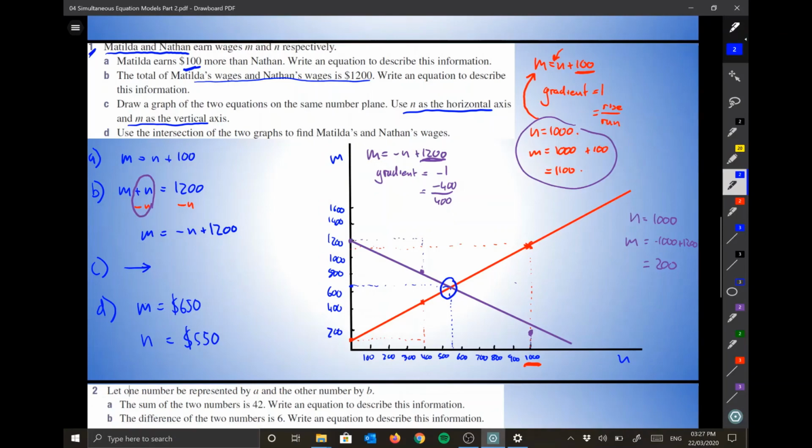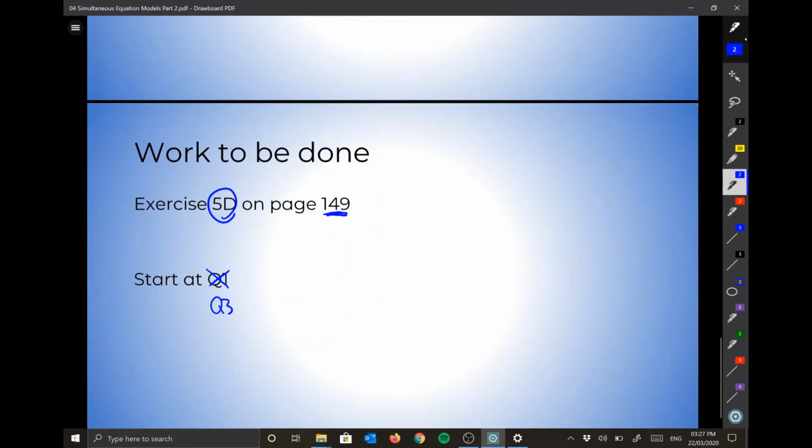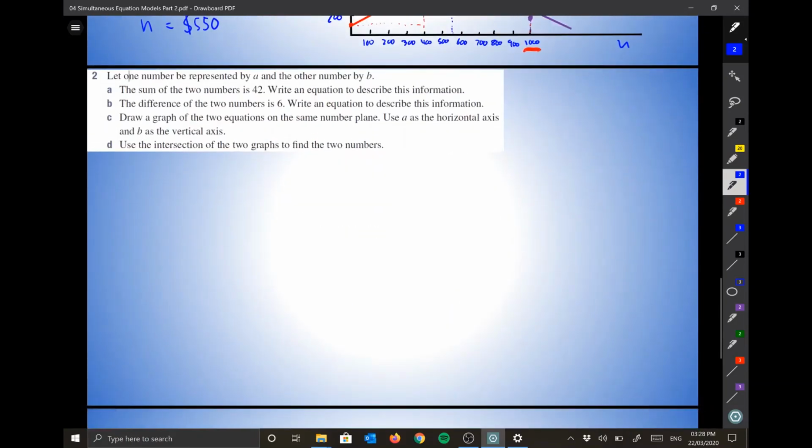Okay, I'm going to let you guys go on to tackling some questions of your own on page 149, exercise 5D. We'll start from question 3. If you were here on Thursday, you can start from whatever question you got up to on Thursday. And if you want a bit more help, we'll do this question on the board.